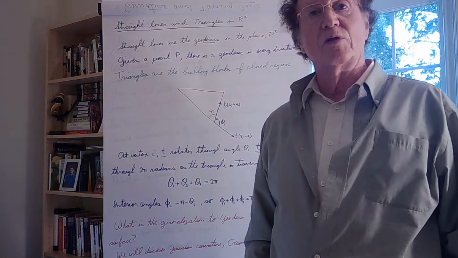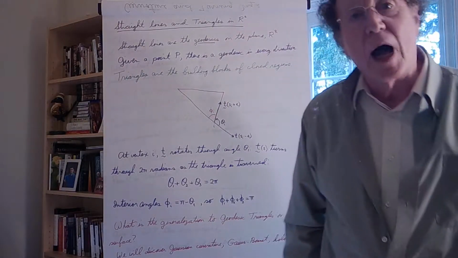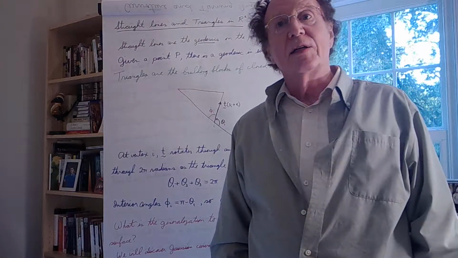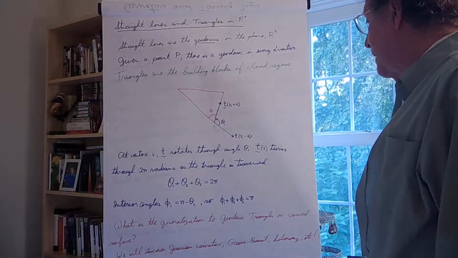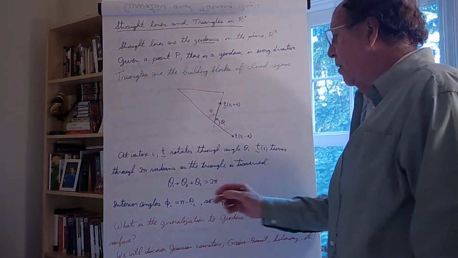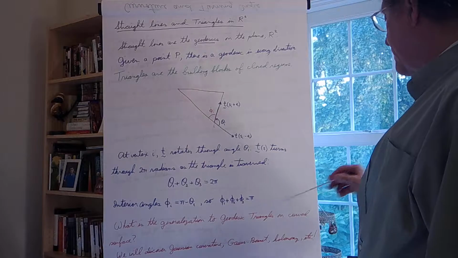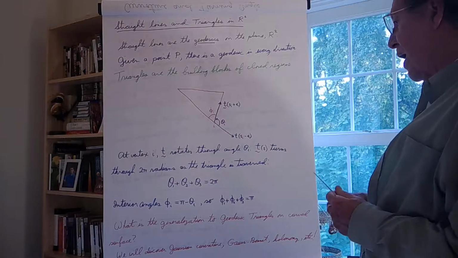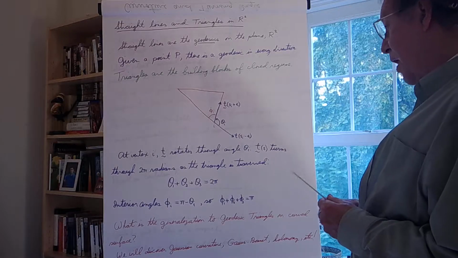Well, that's something, of course, we learned in grade school, that if we have a triangle on the plane, the sum of the interior angles is always pi. Okay. Well, that's a simple idea. And we're going to ask what the generalization is when we turn to geodesic triangles on curved surfaces. Okay, that might have some surprises for us.